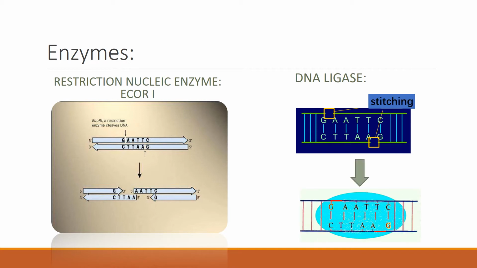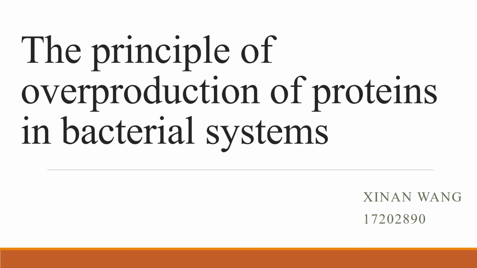After knowing some of this information, let's start with the principle behind overproduction of proteins in bacterial systems. Now we are going to be discussing protein overproduction in bacterial systems. As you can imagine, there are often times we will need a large amount of protein, but it can be difficult to get it from the original source. We often want to produce our human protein in bacteria.